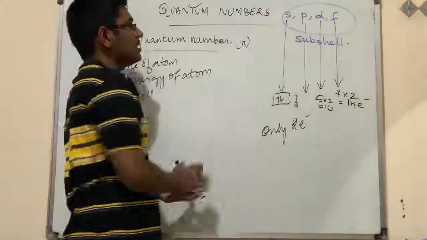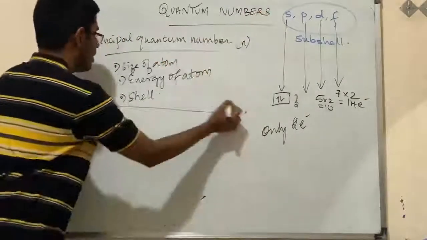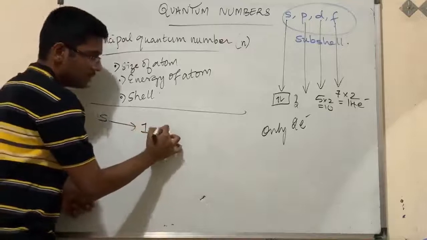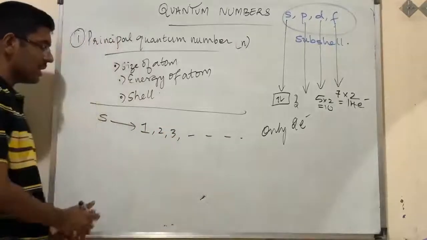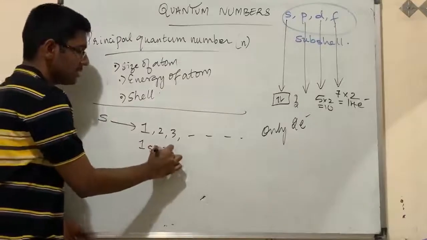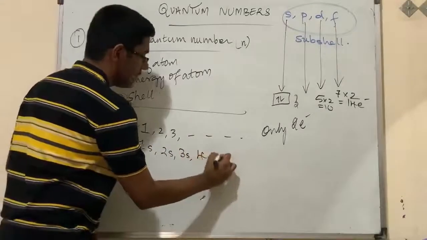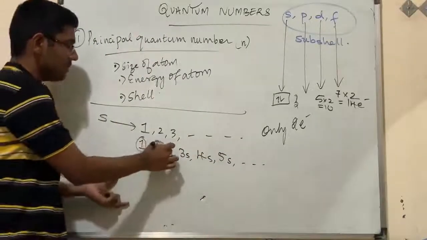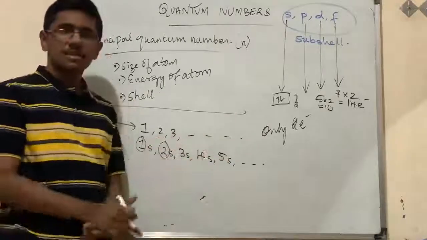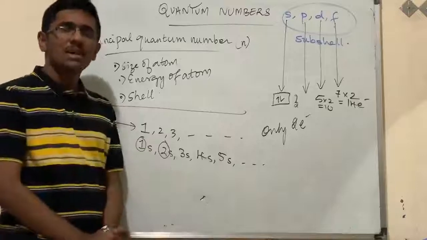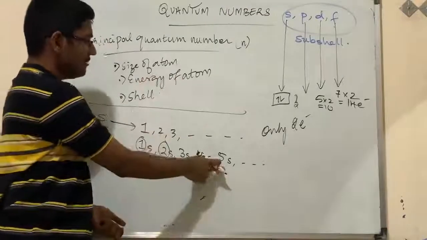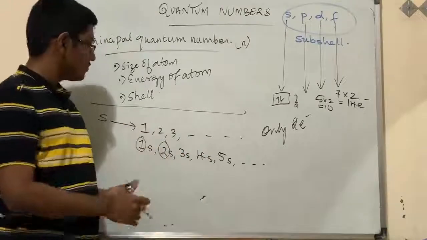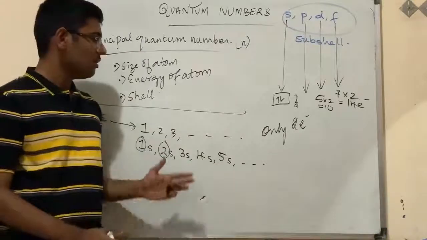So you have to understand the s orbital. The principal quantum number n value for the s orbital can start from 1, 2, 3, etc. So what can I represent for the s orbital? 1s, 2s, 3s, 4s, 5s, etc. Here in 1s, 1 indicates a principal quantum number, 2 indicates a principal quantum number, and so on. The more the principal quantum number, the more energy it has. So the energy of 5s is always greater than 4s, 4s is more than 3s, 2s is more than 1s. So 1, 2, 3, 4 indicate the principal quantum numbers of the s orbital.